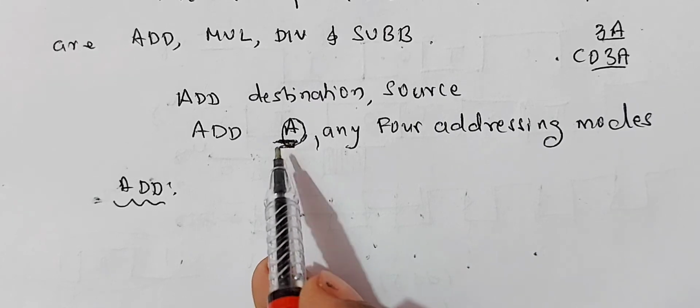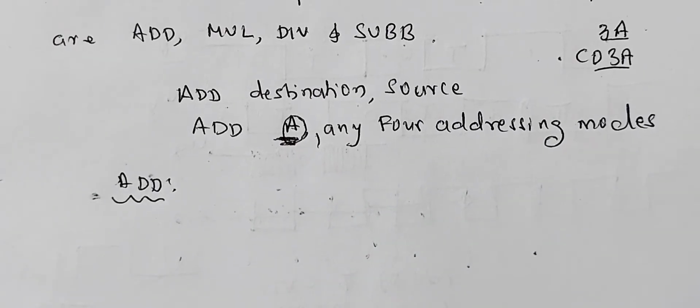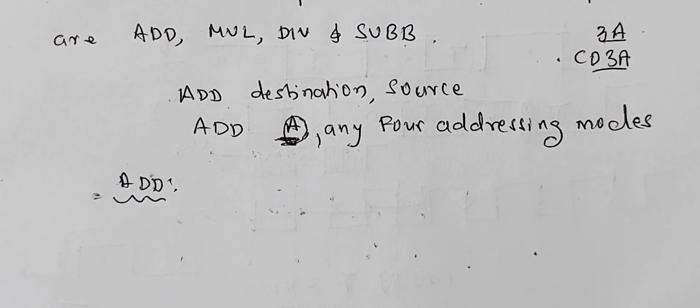Now, during the addition, some flags are affected. We have already studied the flags. The flags are single-bit memory elements present in the program status word. The program status word is an 8-bit register consisting of 8 bits, and all the bits were already studied. Each bit is called a flag.